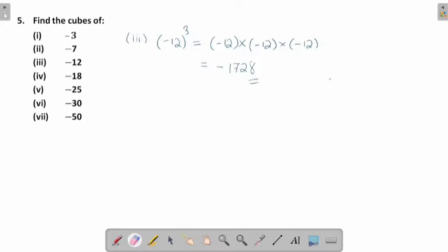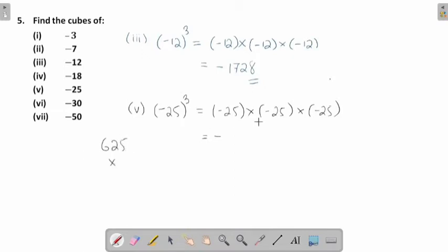Let me solve another problem at the same time. Shall I solve question number 5? Okay, so let me solve 5 for you. You need to find the cube of minus 25. So can I write this as minus 25 into minus 25 into minus 25? Yes, so minus into minus is plus, plus into minus is again minus. So this is as usual minus.